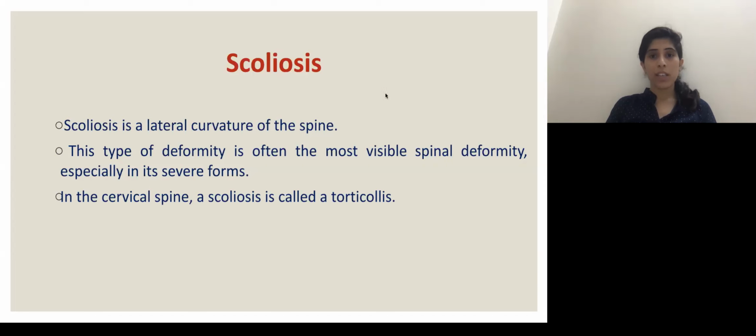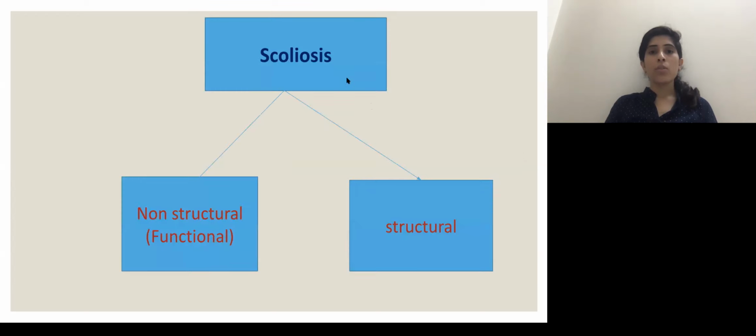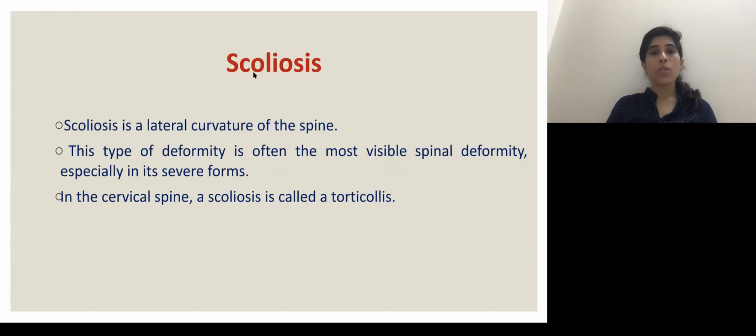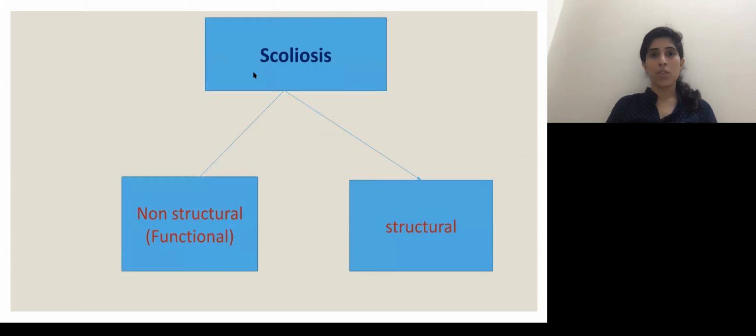Then we have scoliosis, that is the lateral curvature of the spine, and this type of deformity is often associated with pathology, and there will be structural or non-structural scoliosis. This is also seen in the cervical region. If it is present in the cervical, then it is called torticollis. So torticollis is seen in the cervical, and in the lumbar there will be the scoliosis deformity, which is called the lateral curvature of the spine.